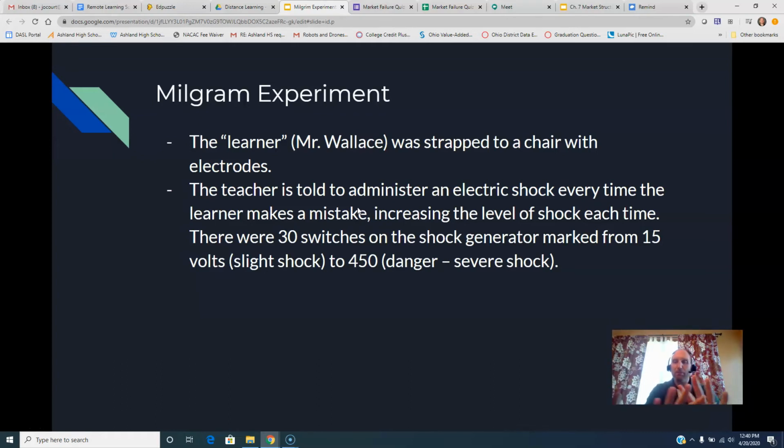And there's this big intricate shock board that goes all the way up to like 450 volts, which is labeled danger, XXX, severe shock. And it's meant to show that these shocks are going to be bringing a lot of pain and damage to the learner. Now, in reality, the learner was not strapped to any chair. The learner was not getting any shocks, but the experimenter did not know that. He thought that he was just giving shocks to this guy.